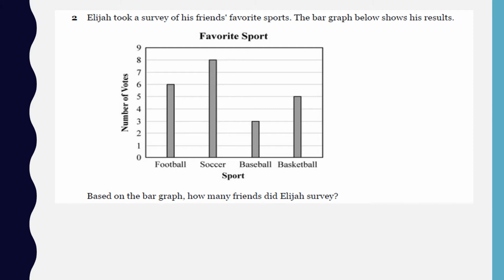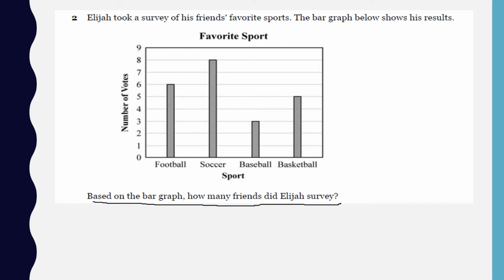Elijah took a survey of his friends' favorite sports. The bar graph below shows his results. Based on the bar graph, how many friends did Elijah survey? So I need to know my important information, and I also want to make sure I underline what the problem is really asking me to solve for. So my question is asking me how many friends did Elijah survey? So I need to find out using the information I have.